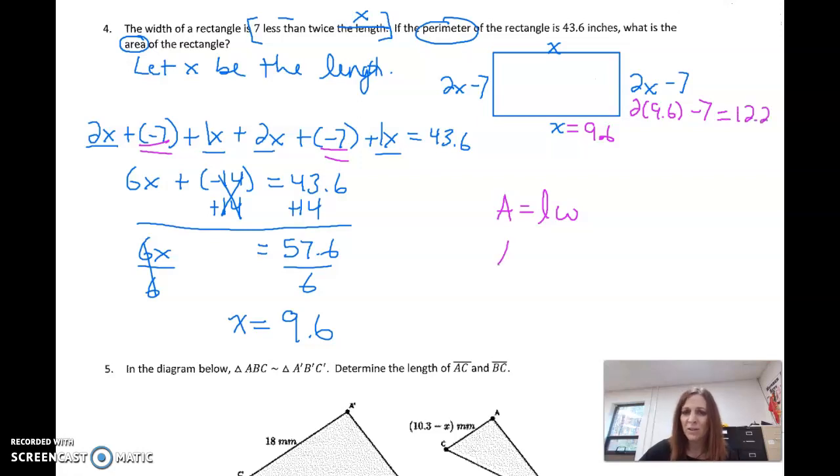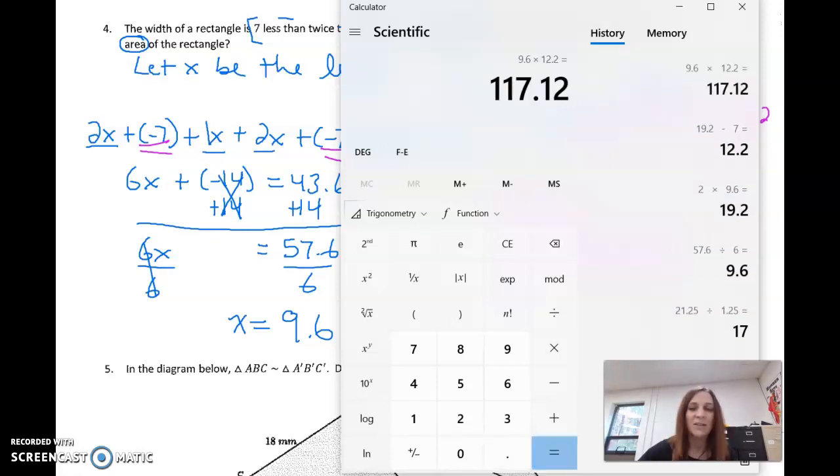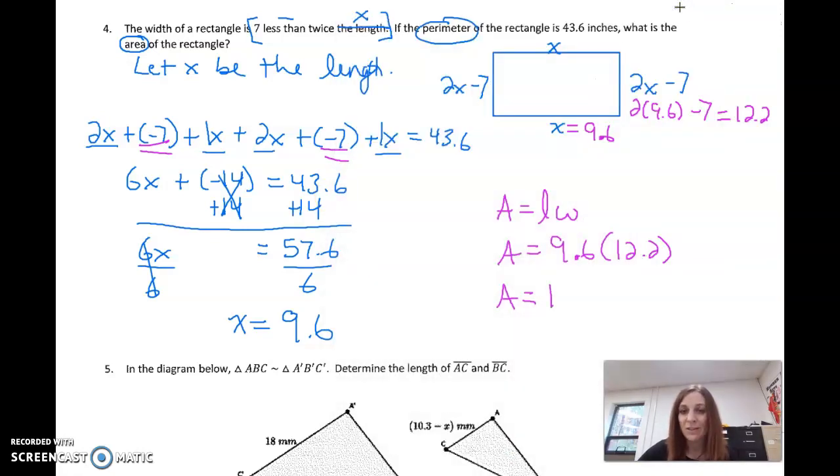So this part isn't hard to do. We just need to make sure we have the numbers. Our length is 9.6 times our width, 12.2. That's 117.12, or 117 and 12/100. And this was all in inches, and area is always measured in square inches. Okay, so it's a multi-step problem, but we're using our knowledge of solving equations to get here. As always, though, that little hint, make sure you're answering the question being asked.